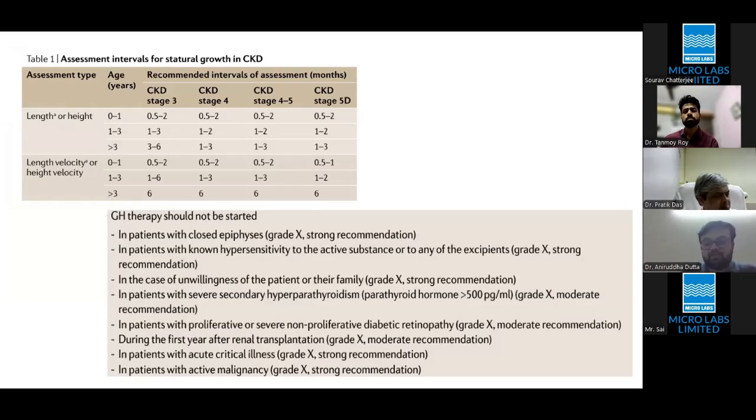And we cannot initiate growth hormone therapy if there is a closed epiphysis, or if there is severe secondary hyperparathyroidism, usually when the serum PTH is more than 500 picogram per ml. If you initiate a patient with severe secondary hyperparathyroidism on growth hormone therapy, that can result in slipped capital femoral epiphysis, where the epiphysis can dislocate. And also in patients who have severe proliferative or non-proliferative diabetic retinopathy, or any active malignancy, you cannot initiate growth hormone therapy.